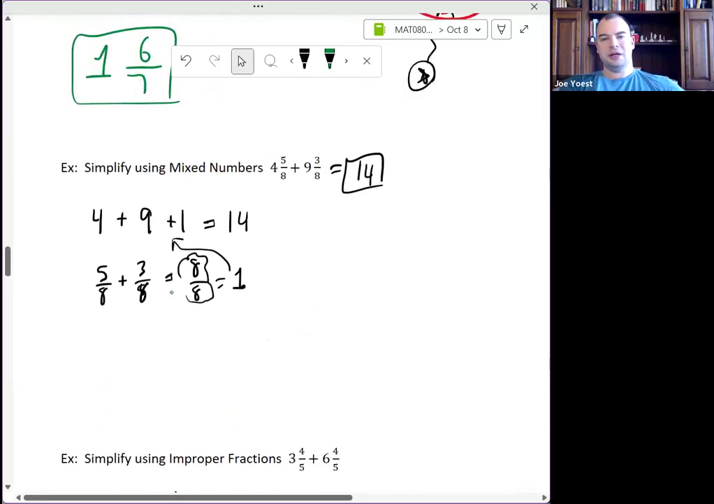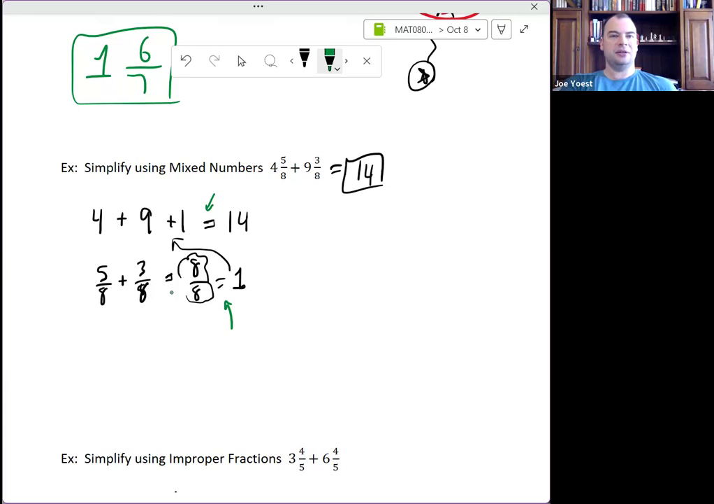So our strategy from up here is we just add the fractional parts. If we end up with a fraction, we just leave it. If we have some whole number bits that come out of the fraction, we bring that up top, and then add the whole number parts all together. And that's our answer.